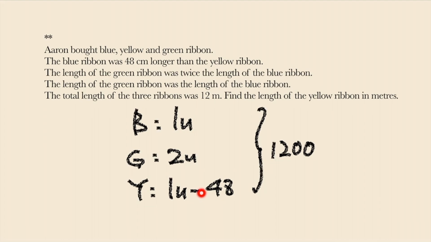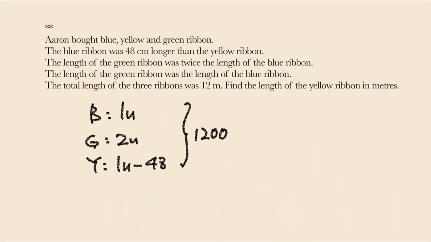Next, the green is double the length of the blue. So I hope you can see how this makes sense. B is 1 unit, G is double of that. And yellow is 48 shorter than blue. And given that the total was 12 meters, but we're not using meters, we're using centimeters.